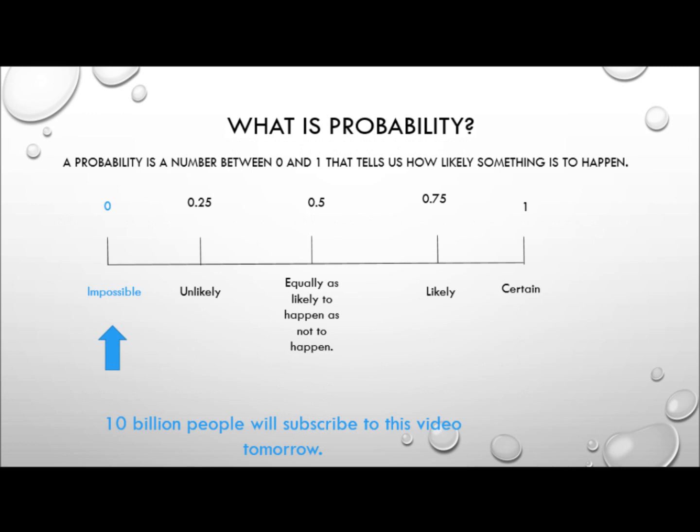Now, a probability of 0 means something really is impossible. There's no way it can happen. For example, the probability of picking a blue pen out of a pack that only contains red pens, or the probability of 10 billion people subscribing to my channel tomorrow.